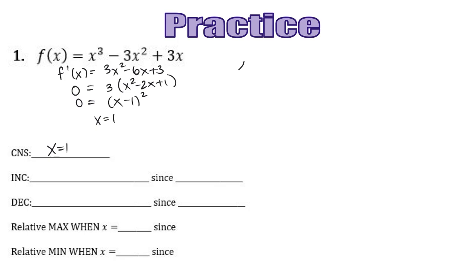Now, I want you to create a sign chart with your derivative. The only number that's going to go on that sign chart is 1. So plug in something that's smaller than 1, like 0. Plug in something that's bigger than 1, like 2, and go ahead and figure out what happens in your derivative. Remember, you're plugging these into your derivative to determine the sign chart for your derivative.